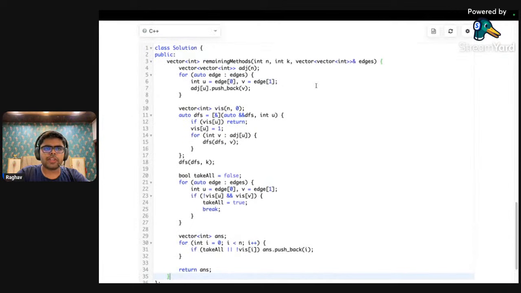So the time complexity will be, this will have big O of edges time complexity. Let's say that there are m edges. So big O of m time complexity here. And this one is going to have big O of n time complexity while creating this vector.